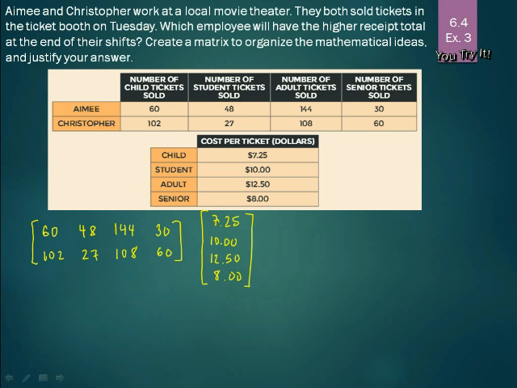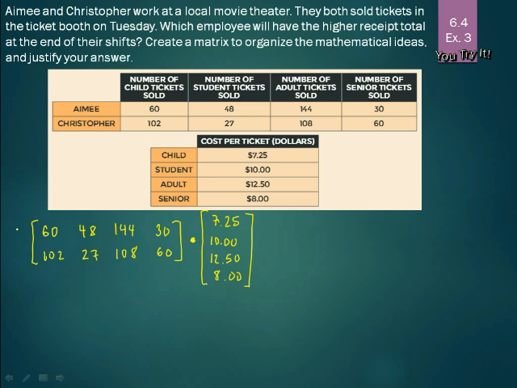And so notice that the first column in our first matrix is going to be the number of child tickets, and that matches the first row of the other, those are child tickets. And then the second column matches the second row, and so on. And so if we could just multiply these two together, then we should be able to get the total amount of money, because when we multiply these out, it's going to be multiplying.